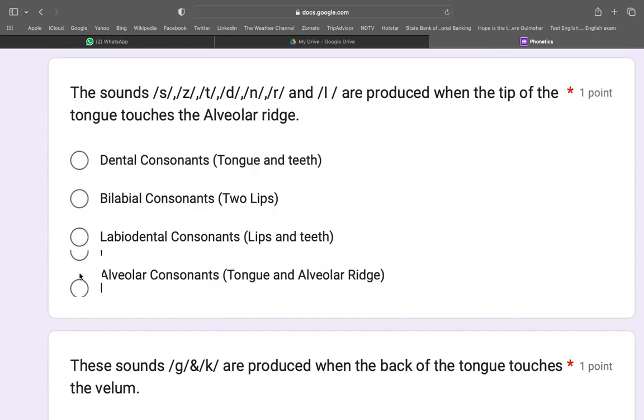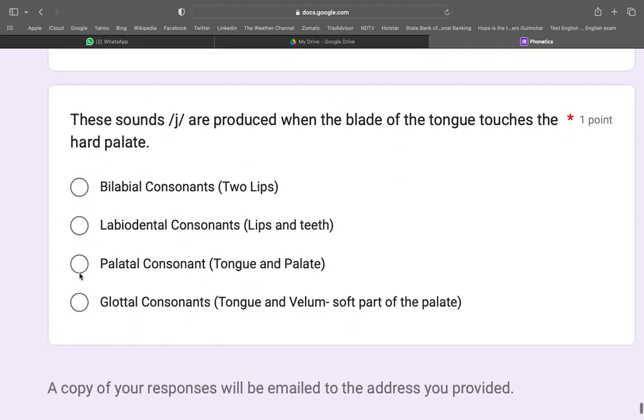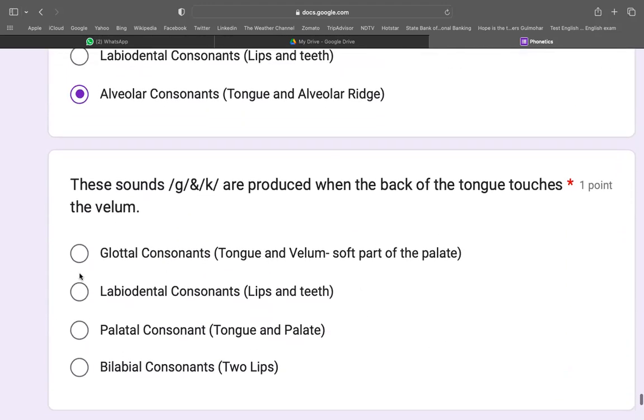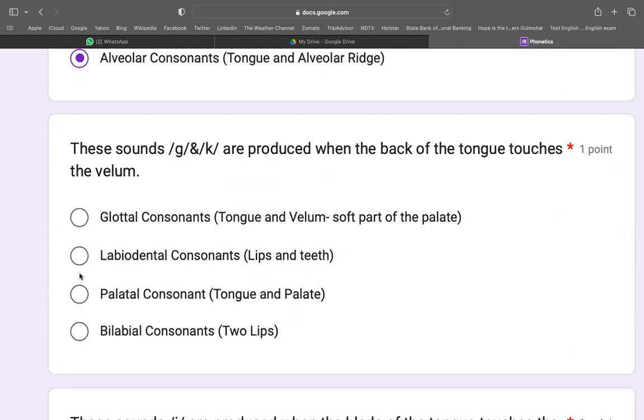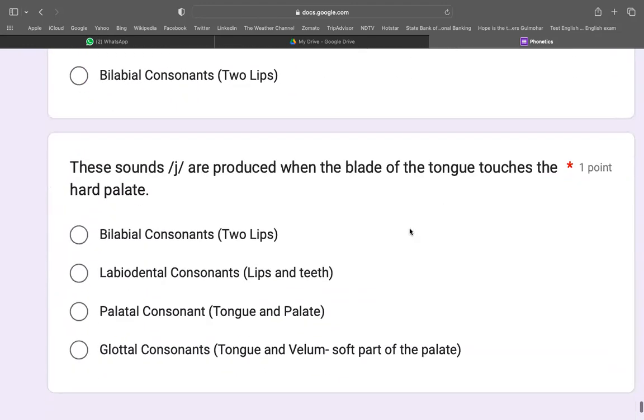Next, these sounds, g and k, are produced when the back of the tongue touches the velum. Right. Back of the tongue means not the tip of the tongue at the front, the whole back of the tongue touches the velum. Velum means the part behind the hard palate, right. So what do we call it? Velar consonant, tongue and velum, part of the palate.